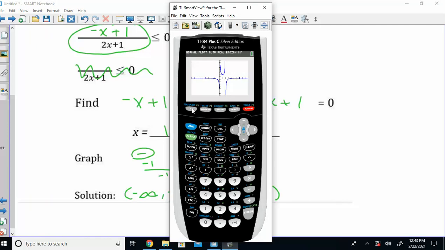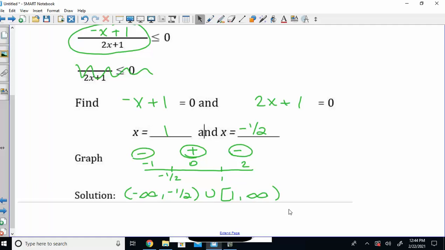Remember, if you liked graphing, you are graphing that same thing I circled, the negative x plus 1 over 2x plus 1. And we see it was below the x-axis, so negative, above, positive, below, negative. So we get the same thing. I want you guys to try the second one.